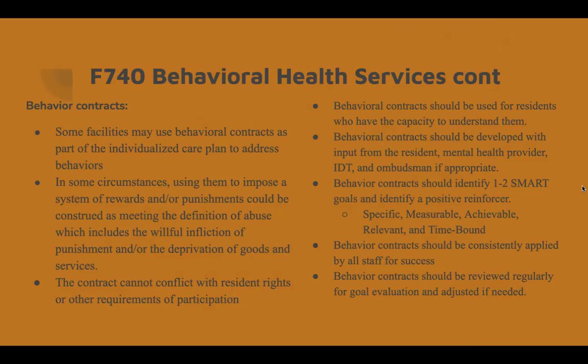Behavior contracts should identify 1 to 2 SMART goals and identify a positive reinforcer. SMART goals mean that they are specific, measurable, achievable, relevant, and time-bound. Behavior contracts should be consistently applied by all staff for success. This means that all staff will need to understand the parameters of the behavior contract and how to implement it. Behavior contracts should be reviewed regularly for goal evaluation and adjusted if needed. And this may mean that it's evaluated sooner than a quarter.